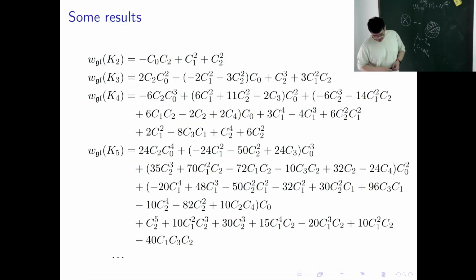I can show some results by computer. That's K2, K3, K4, K5. It's actually the chord diagram with n chords that are intersecting each other. So it's very complicated because it's a polynomial in infinitely many variables.